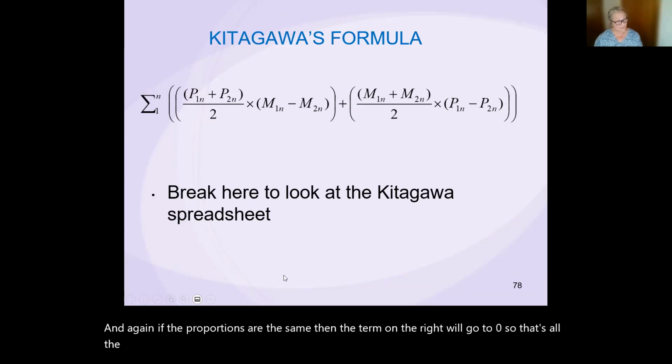So that's all the Kitagawa does. It's nice, elegant, lovely. Now I'm going to stop sharing and open the Kitagawa spreadsheet so you can see what it looks like and not be afraid to use it. This is part of the spreadsheet, the PPOR calculation spreadsheet.